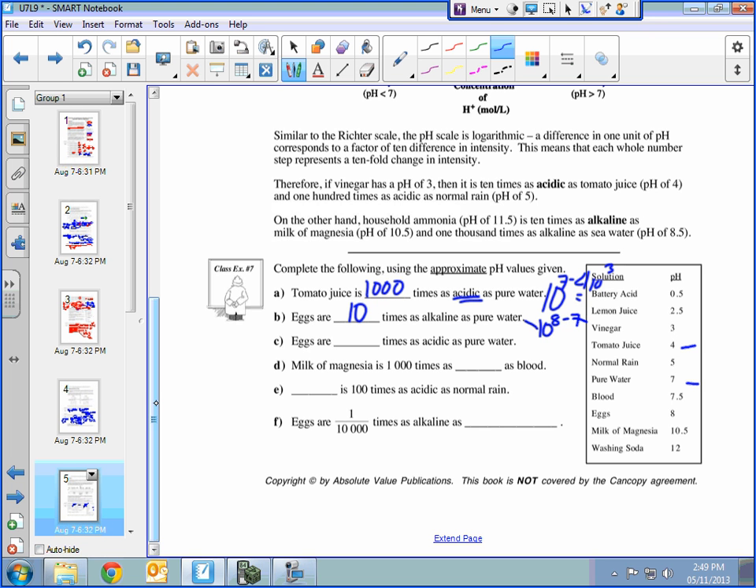If I'm saying how much more acidic is water than vinegar, then you would go 4 minus 7, right? Because water is more alkaline than vinegar. So then it would be the opposite. Take the more alkaline one. So if I'm asking how many more times alkaline eggs are than pure water, I know eggs are more alkaline than pure water because it's a bigger number. So you would go 8 minus 7. If it was the opposite, if pure water was more alkaline than eggs, then it would be 7 minus 8.